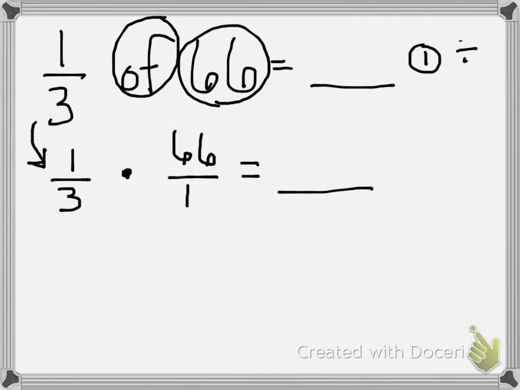Yes, there is. A factor of 3 that is also a factor of 66 happens to be 3. So we're going to divide each one of those by 3. 3 divided by 3 is 1. Cross the 3 out, put the 1. 66 divided by 3 is 22. Cross the 66 out, put 22. Now, you essentially have 1 over 1 times 22 over 1.